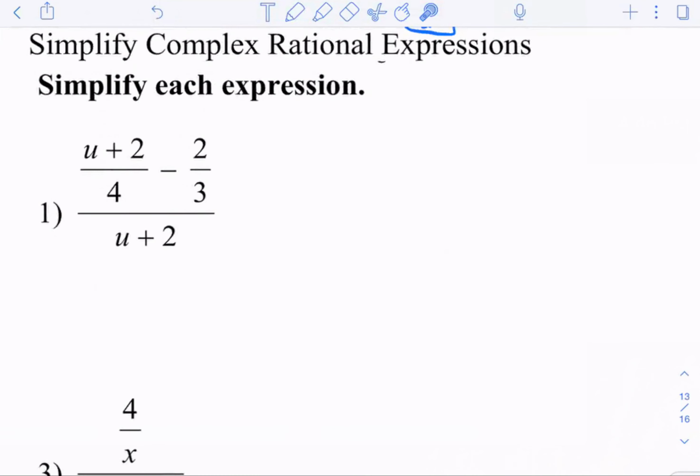So in this first example, if you take a look, we have 4 as one of our denominators, 3 is another denominator, and over here, if I put this over 1, 1 is our other denominator. So now I have to find the common denominator between a 4, a 3, and a 1. If you do that correctly, our common denominator is 12.